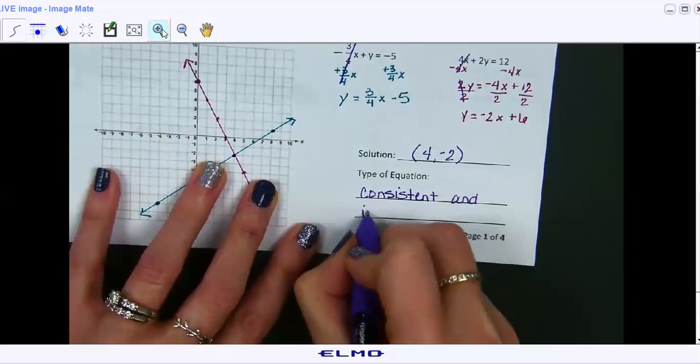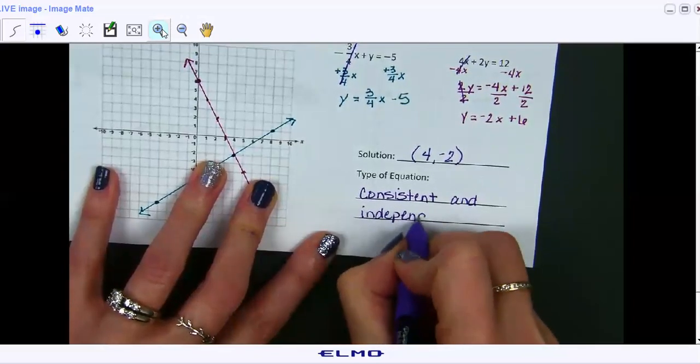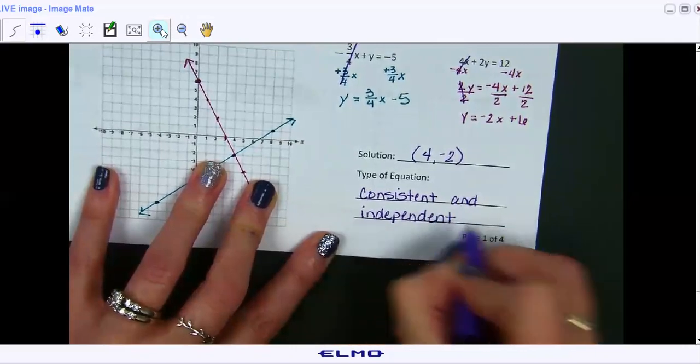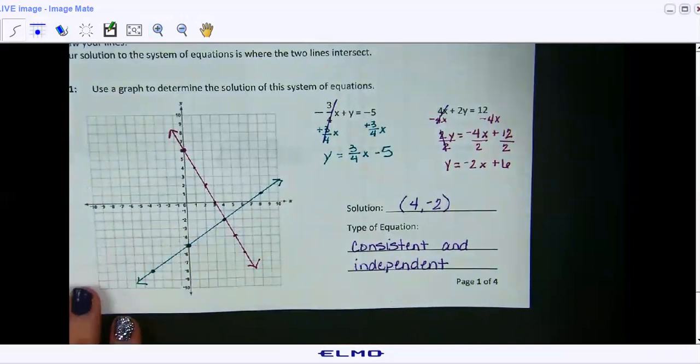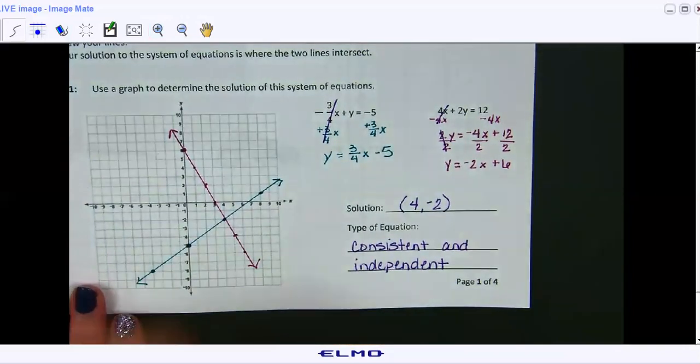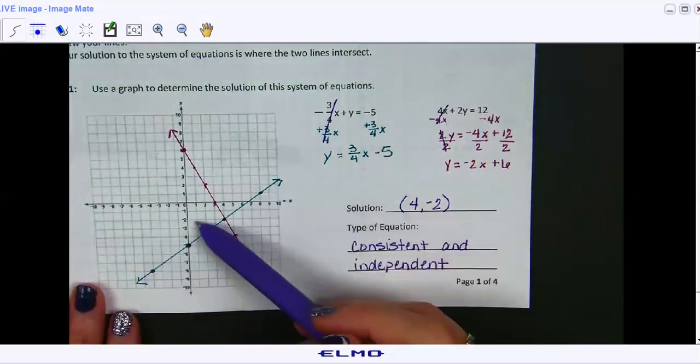And yes, I must have done the wrapping wrong because I got 4, -1. So you'll want to make sure that when you graphed this line right here, that you went up 3/4 every time.